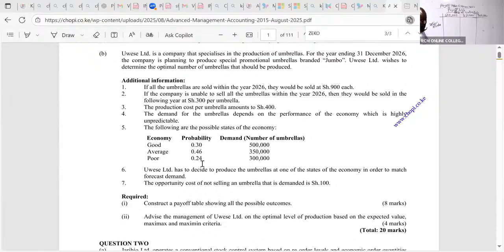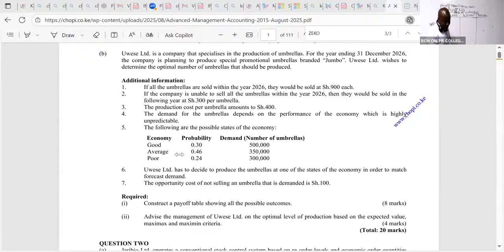Now, ladies and gentlemen, I can see chat. Sorry, just a minute. One minute. Oh, it's August 2025, eh? August 2025, yeah. All right.